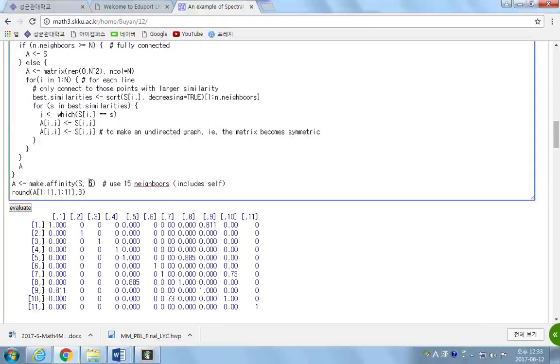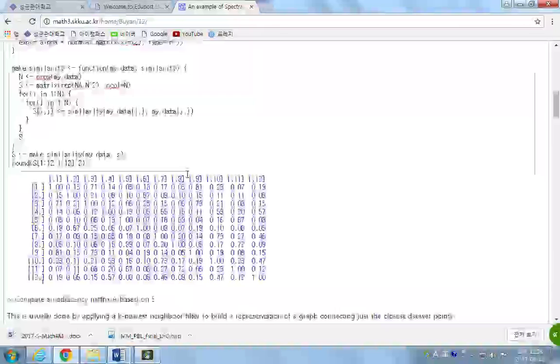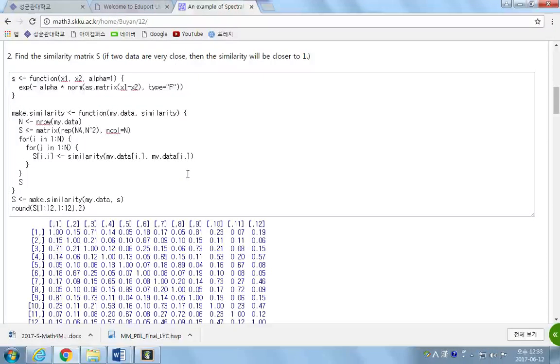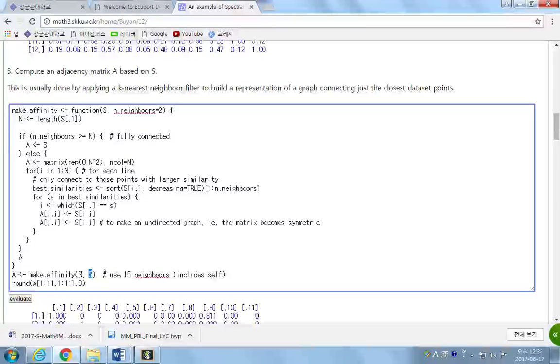Then we should choose this number. This number is very important. How to choose this? We should think about how to choose this number. Then 15 is a good number for this example.